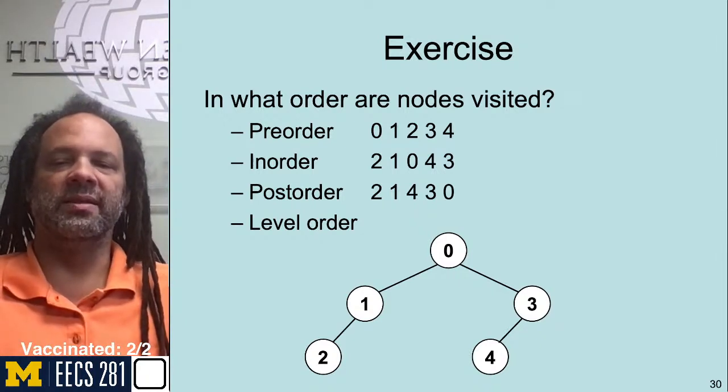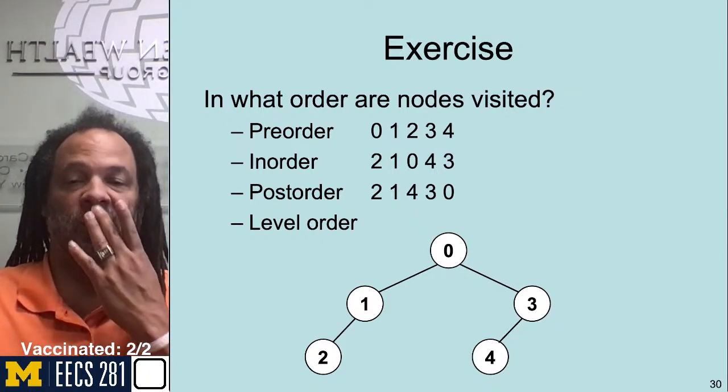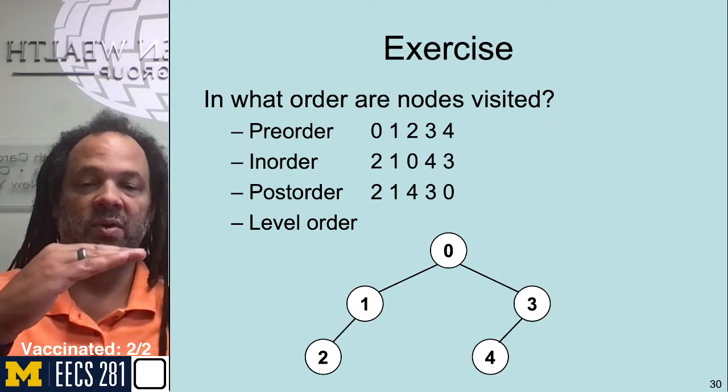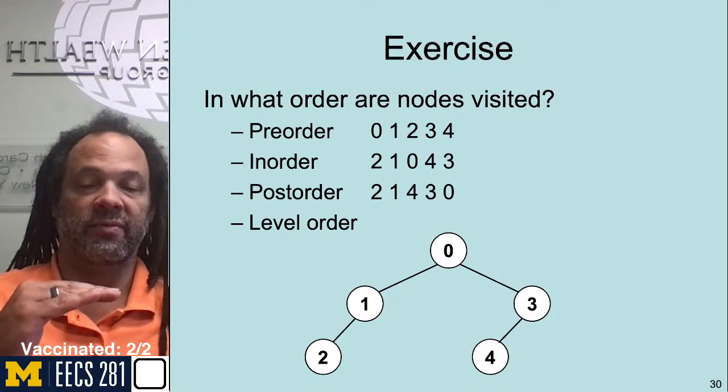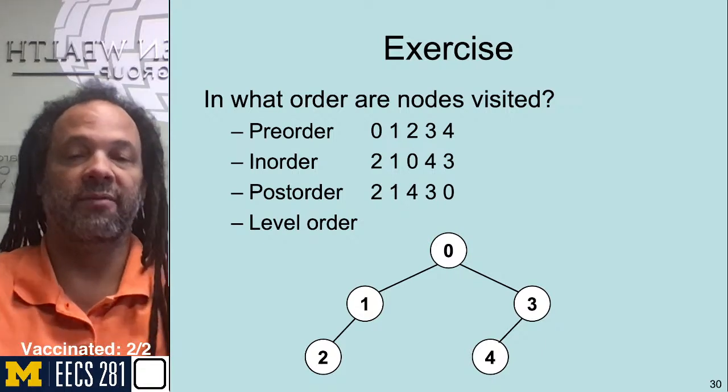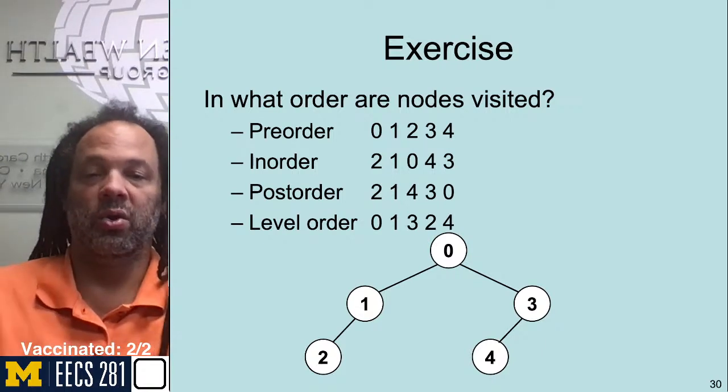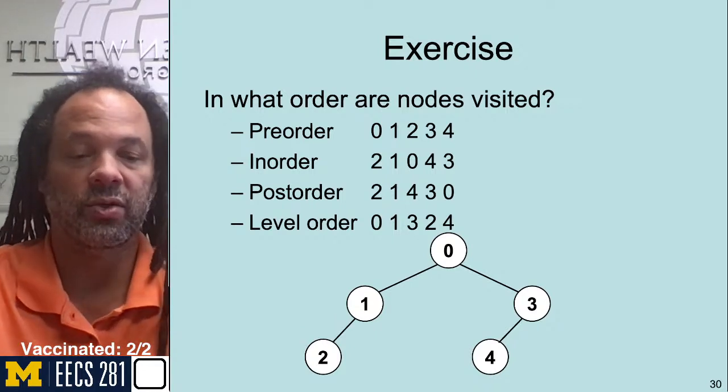But let's talk about this level order traversal. This one is pretty straightforward as well. First we process the root level, 0, then its children from left to right, 1 and 3, then their grandchildren from left to right, 2, followed by 4. So my overall level order traversal is 0, 1, 3, 2, 4.